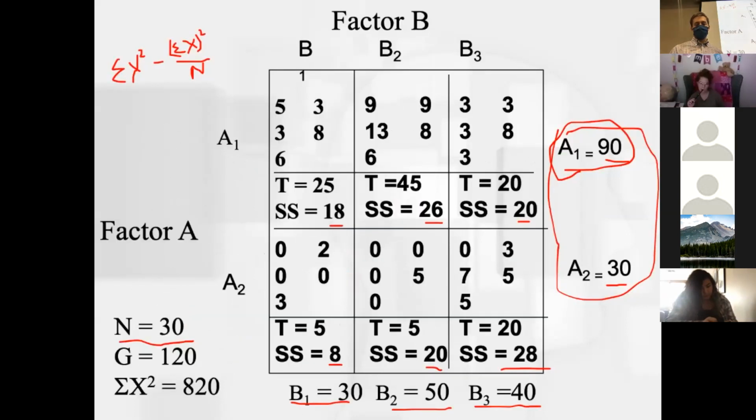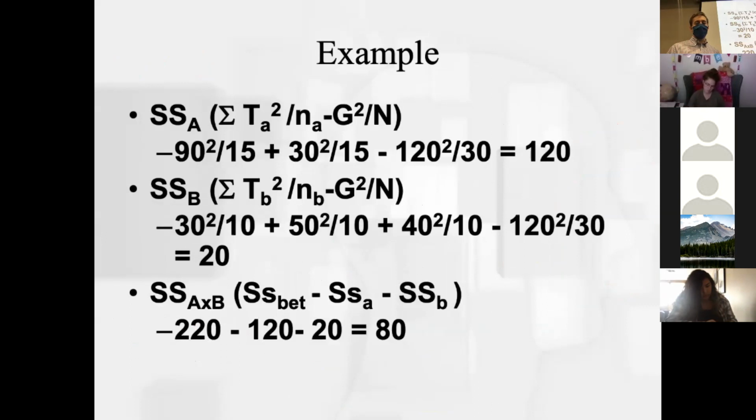plus 30. So that's the sum of this row divided by the number in that row, again 15. Minus big G, a grand total squared, divided by 30. Gives us 120. Again, don't read into the fact that this is the same as G. This is just a weird coincidence.